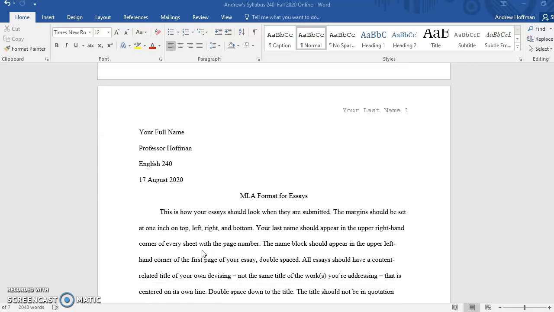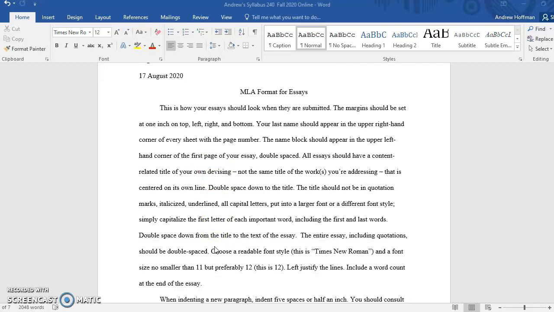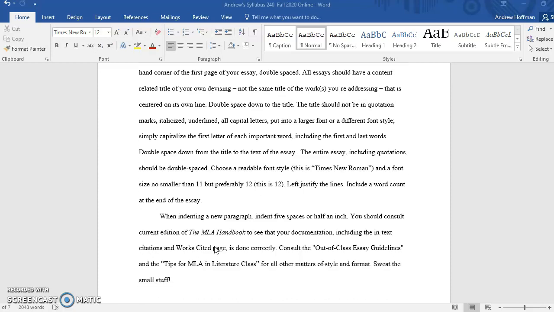Lastly is the MLA format. This is a template, if you will, for how your essays should look when they're turned in. Obviously typed, double-spaced, reasonable font size, reasonable margins. You can read through this. You can use this as a direct model template for when you're working.